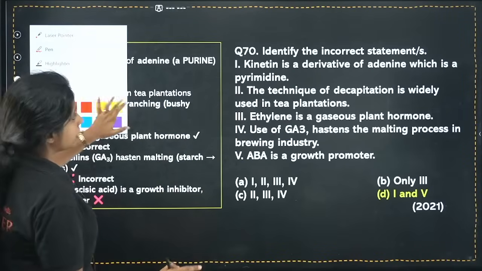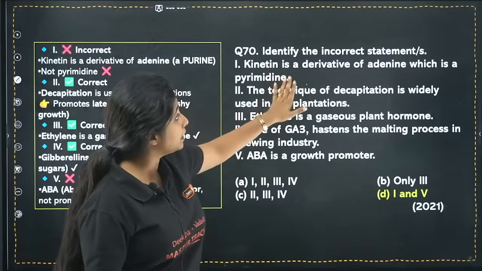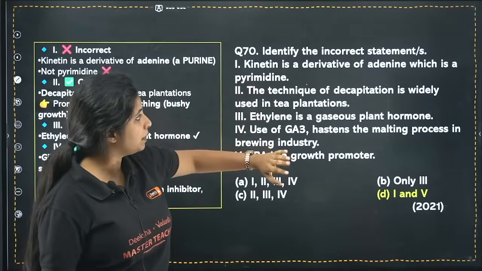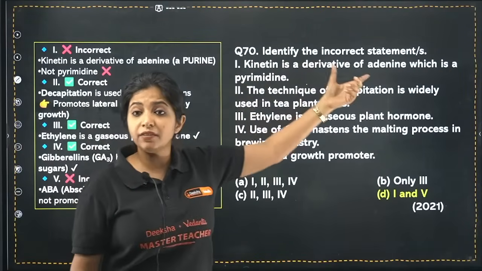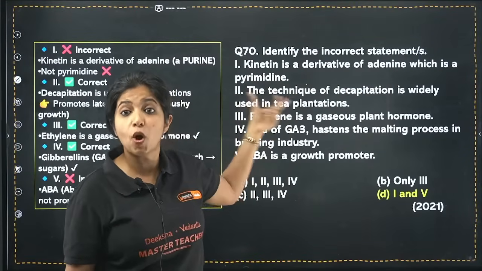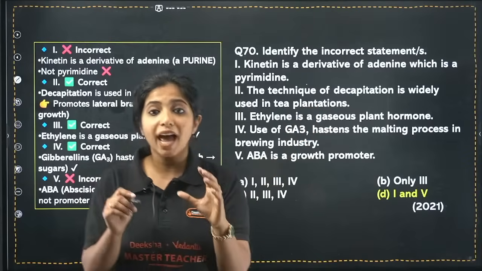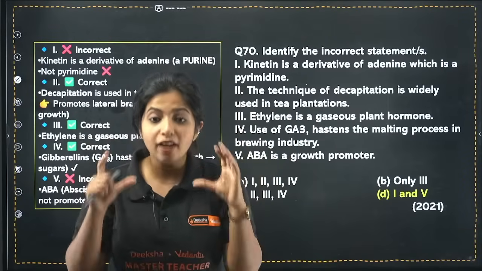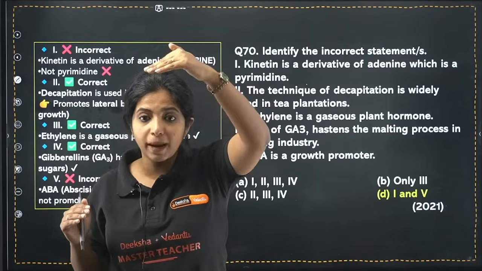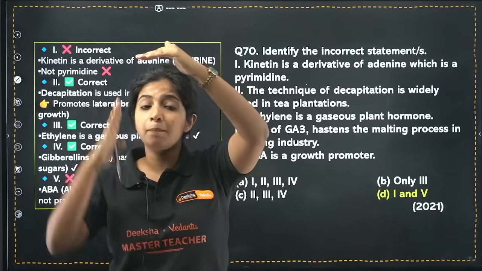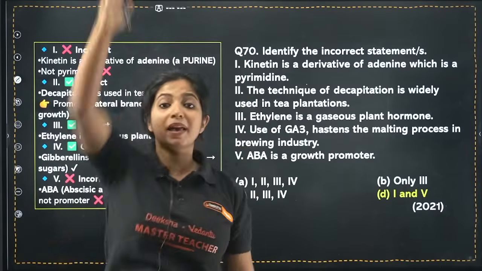Don't worry. The next thing, identify the incorrect statement. Kinetin is a derivative of adenine, which is pyrimidine. So kinetin is a derivative of adenine, but that is a purine, not a pyrimidine. The technique of decapitation is widely used in tea plantation. What happens? Basically, you have auxin, and auxin is there at the tip of the plant. When auxin is there at the tip of the plant, it makes the plant grow like this, not like this.